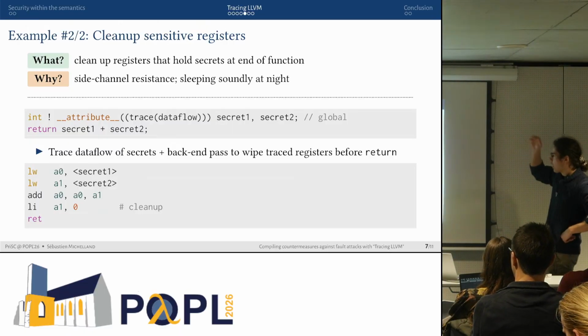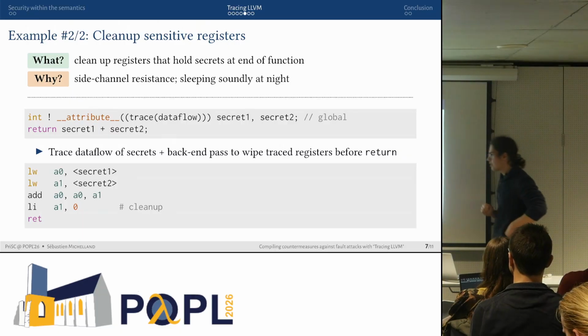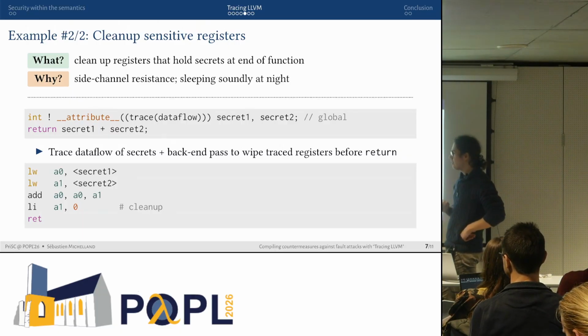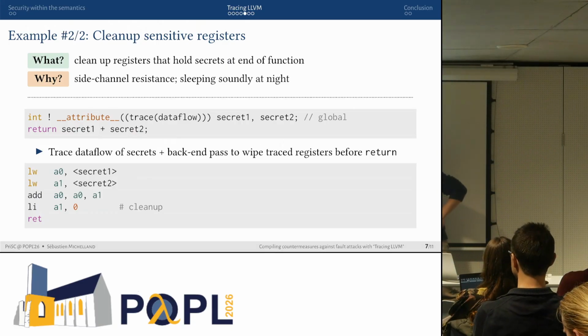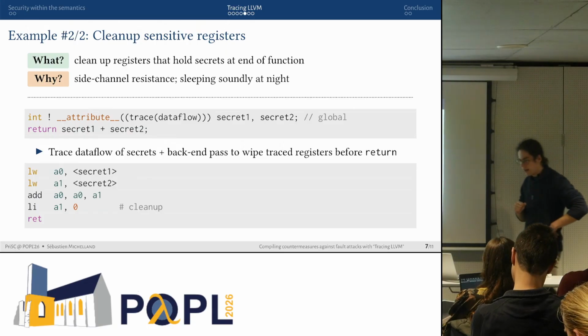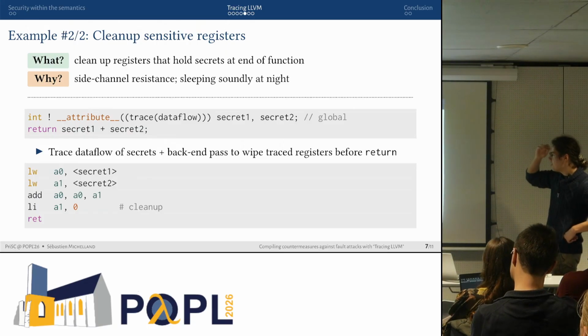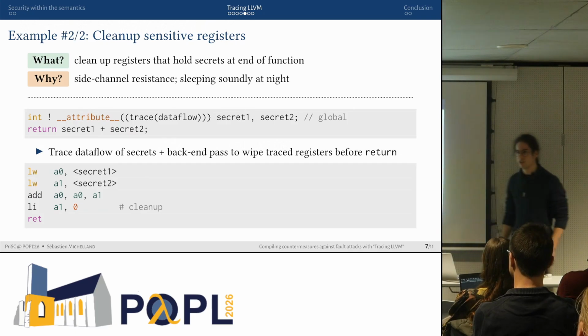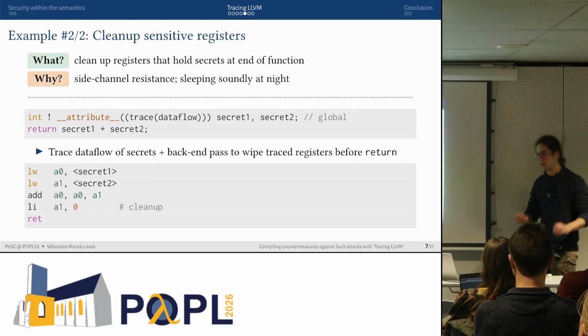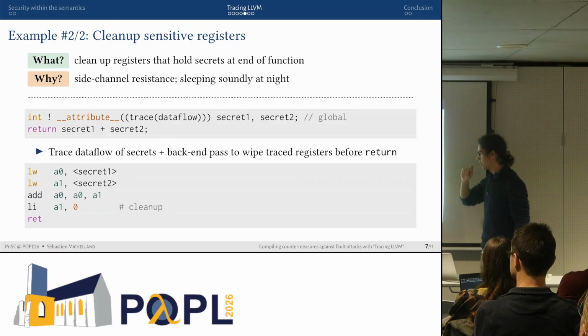And then let's say I have code that returns secret1 plus secret2, for instance. What I want in the assembly code is two loads of the two secrets in two different registers, A0 and A1. And then I'm going to return in A0, so I do the add with A0 as the target. But before I return, I want to wipe A1 to make sure that I return only the return value that was intended and no other secret-related things.